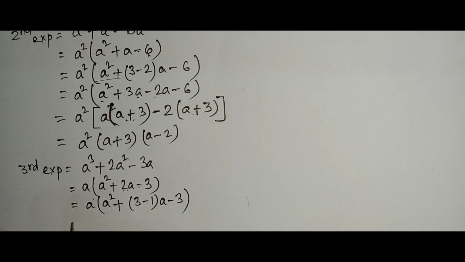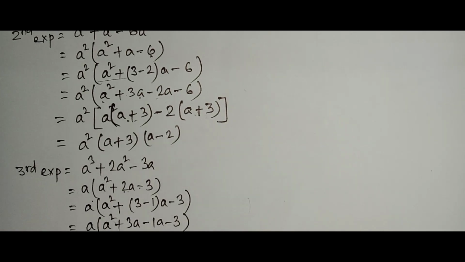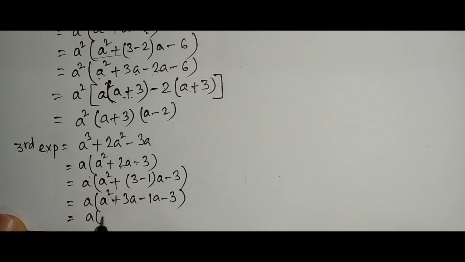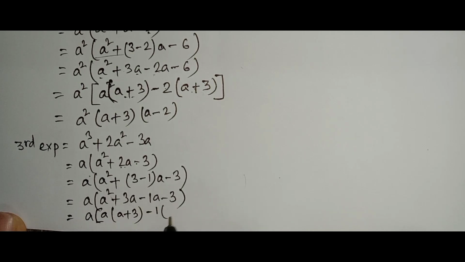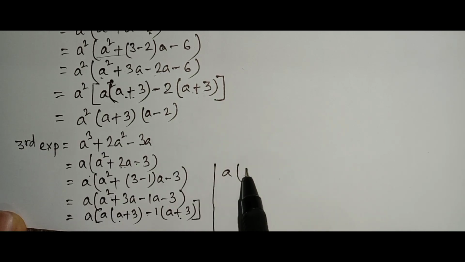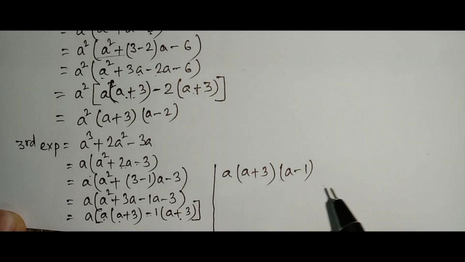So I get a square plus 3a minus 1a minus 3. In the next step I can take a common from here. So I get a plus 3. From here I can take minus 1 common. So I get a minus minus plus 3. And finally a plus 3 and a plus 3 are the same in both parentheses. So I'm going to write a plus 3 at one place, and the remaining is a minus 1, which I'm going to write in the second parenthesis.